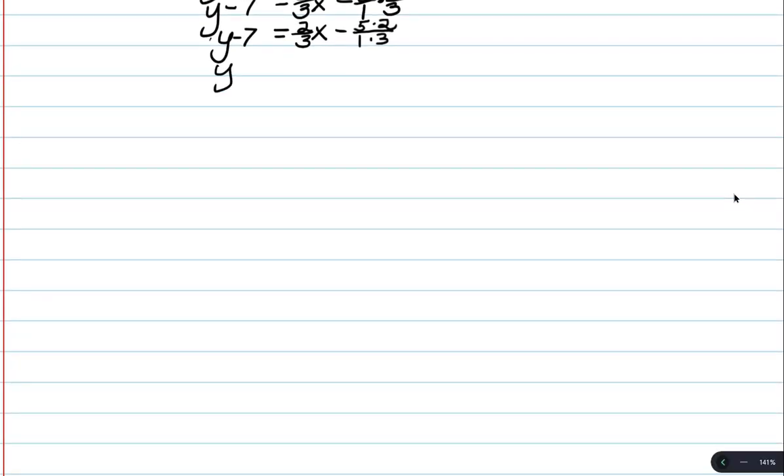Okay, y minus 7 equals 2/3 x minus 10, 5 times 2 is 10, over 1 times 3 is 3, 10/3. No, I'm not going to change to a decimal.